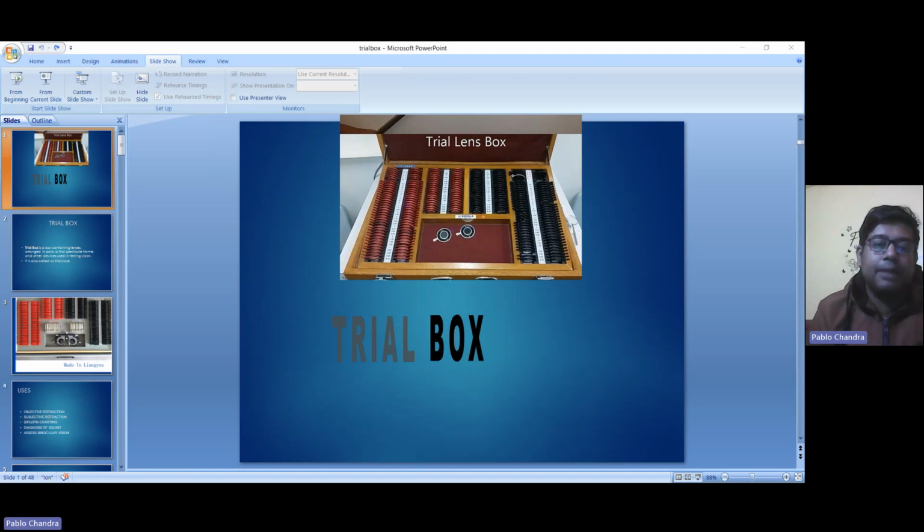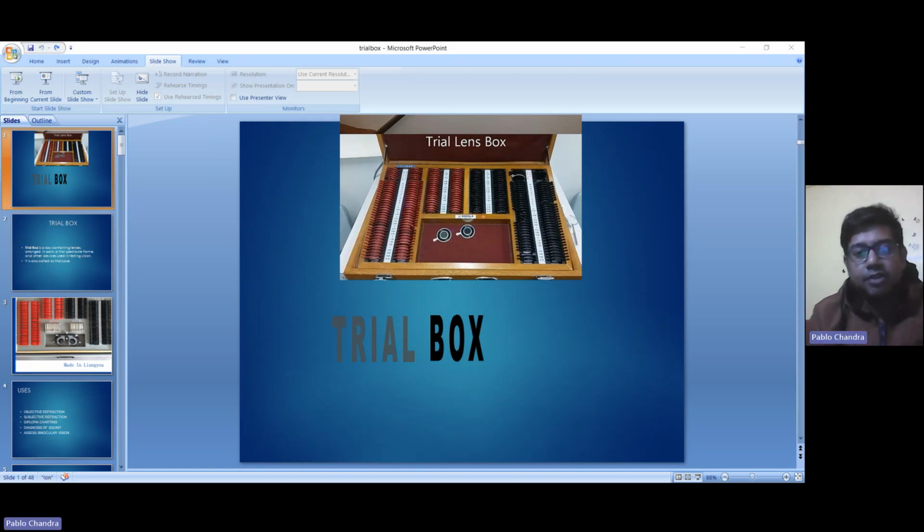Next, the reduced aperture trial frame. Once we reduce the aperture, we can use the reduced aperture trial frame. It is a very durable, lightweight trial frame. It holds lenses up to 38 mm for each eye. Accessories may be easily inserted and extracted. We can use the accessory lens for normal insertion and extraction.